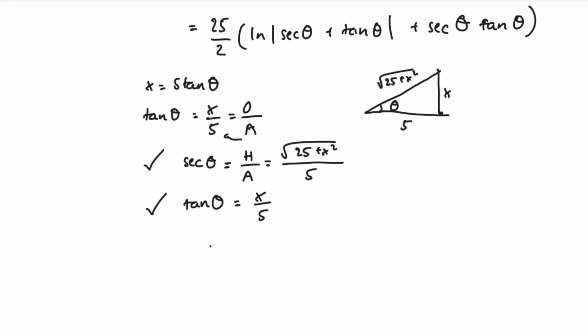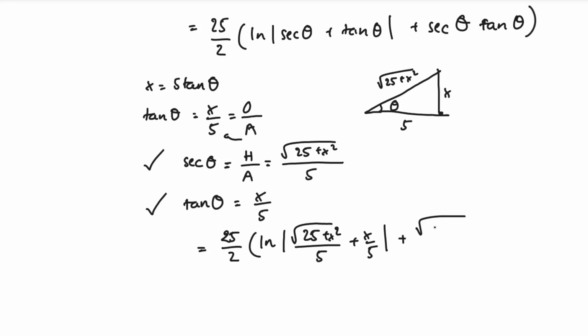Next, we're going to substitute secant and tangent back into the result of the integral. So 25 over 2 times the natural log of secant theta plus tangent theta. Secant theta is the square root of 25 plus x squared over 5, and tangent theta is x over 5.